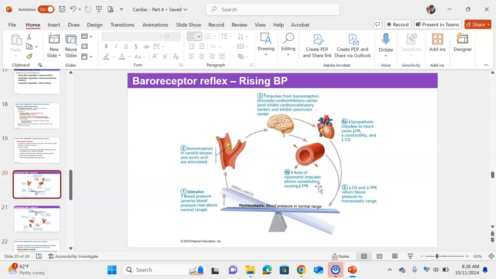All right, so again, let's just kind of recap here. Fewer sympathetic impulses, heart rate's going to go down, contractility is going to go down, cardiac output goes down. We get vasodilation, causing a decrease in resistance. All of that combined is going to lower blood pressure back down to a normal range. Okay, so what set this whole thing into motion? Our blood pressure went up for some reason.